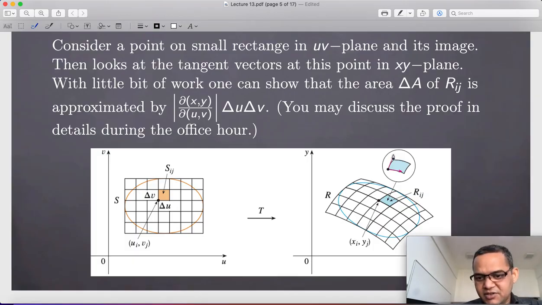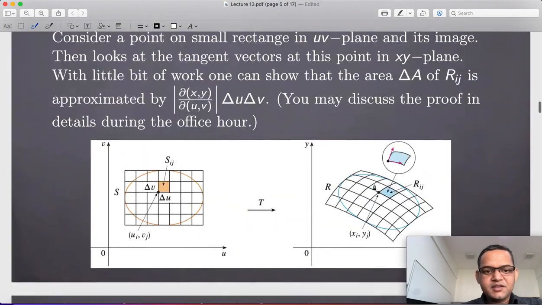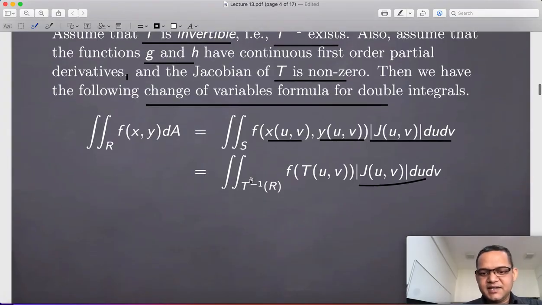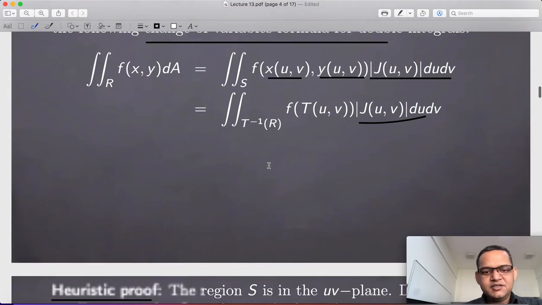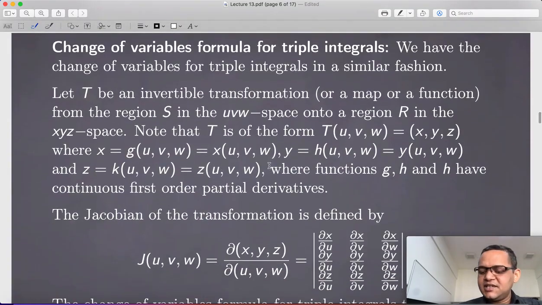This picture is drawn here. So look at these tangents, and this is going to give you an approximation. Once the approximation is there, you just have to write down the limit. So this formula for the double integral, as I just convinced you, is going to transform via this rule. And the same idea can be carried forward to the case of triple integrals.